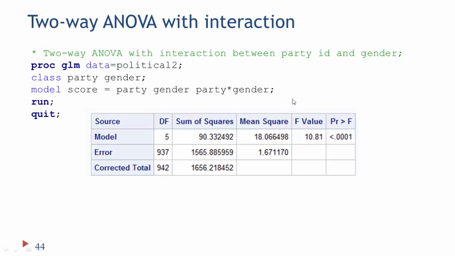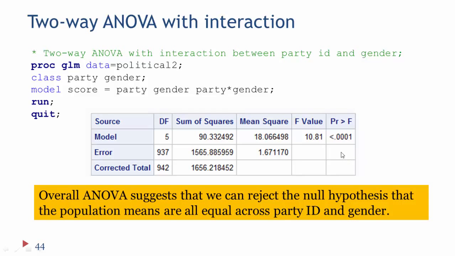Okay, so that's how you do it, and this gives you again the overall ANOVA table and the individual tests for each of these predictors. Now we have three predictors, right? We have party, gender, and the interaction between party and gender. Okay, so here the p-value is really small. This suggests that we can reject the null hypothesis that the population means are all equal across party identification and gender. So overall there is significance, which is good for us to go ahead with further analysis.